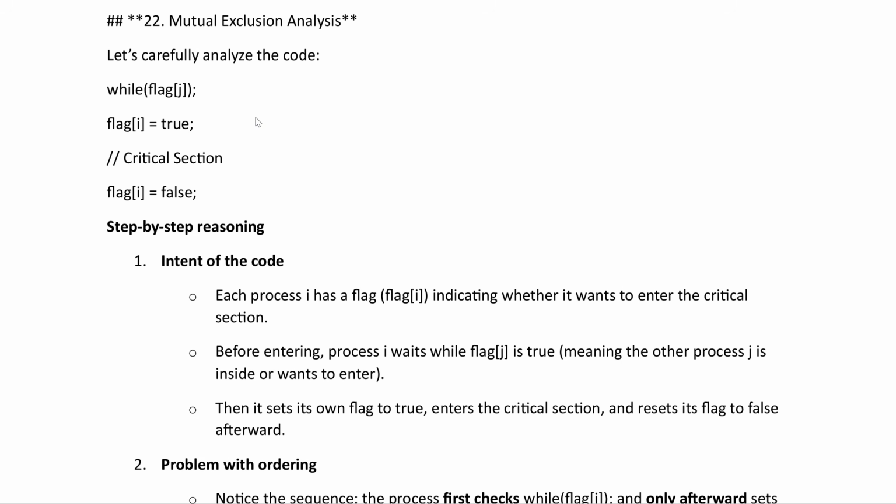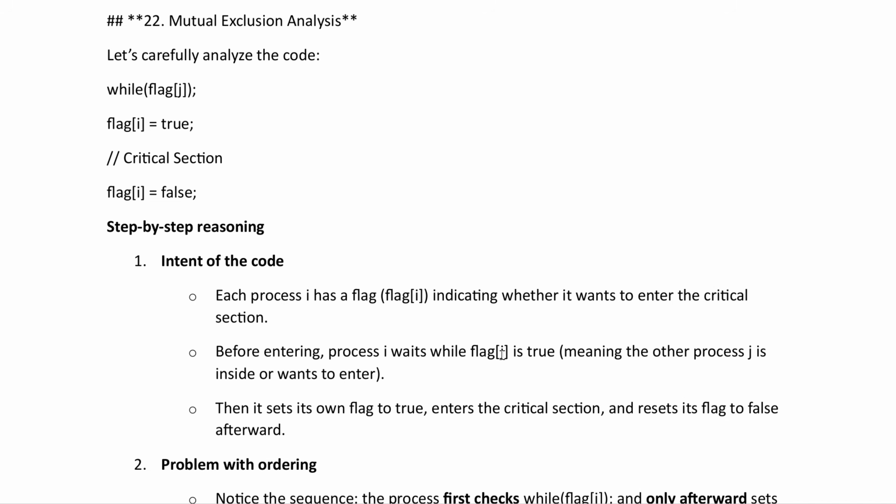So now see. Let us carefully analyze this code which has been given to us. Each process I has a flag, that is flag I, indicating whether it wants to enter the critical section. Before entering, process I waits while flag J is true. So if flag J is true, process I has to wait because flag J being true means that process J is already inside or wants to enter its critical section. So process I should wait. Then it sets its own flag to true.